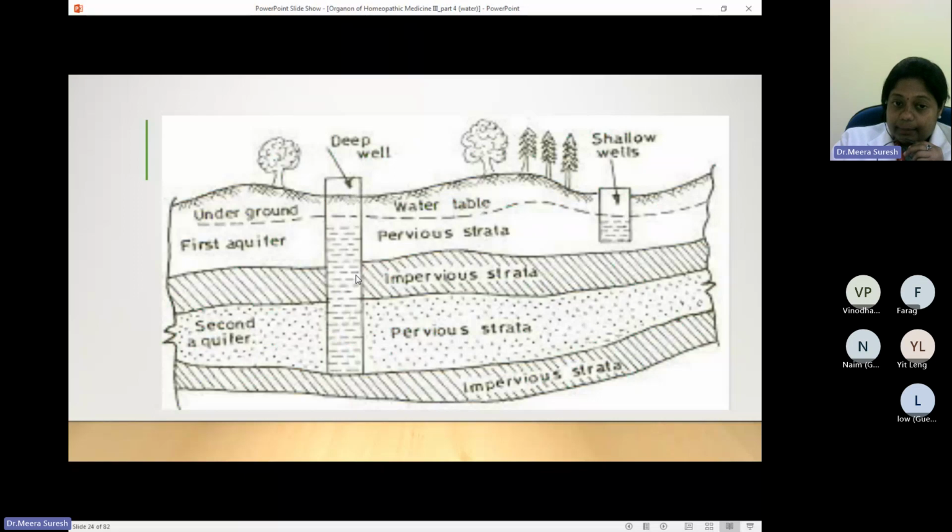Then we go and see the deep well. We can see it is very long and it is actually tapping the water from the second pervious strata, the second aquifer, or in other words, above the second impervious strata. Those are the different expressions in which we indicate whether it is a shallow well or a deep well. If it is tapping the water above the first impervious layer, it is called a shallow well. In case of a deep well, the water is tapped from above the second impervious strata.